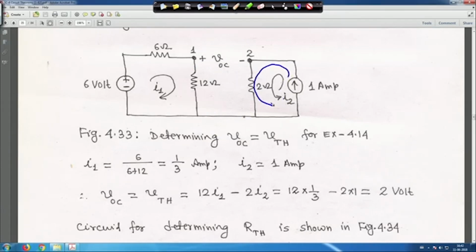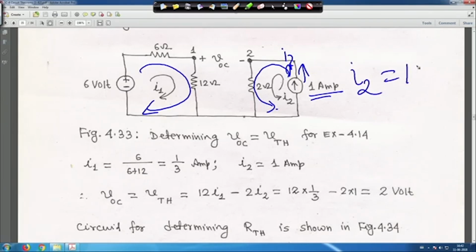The way I have taken I2, this is I2 and this is your I1, two independent meshes. In this case the direction of I1 is like this, and I2 is the one current source of 1 ampere, flowing this way. So, I2 is equal to 1 ampere. Therefore, directly you can write I2 is equal to 1 ampere, because only the current source is there in this mesh, right.